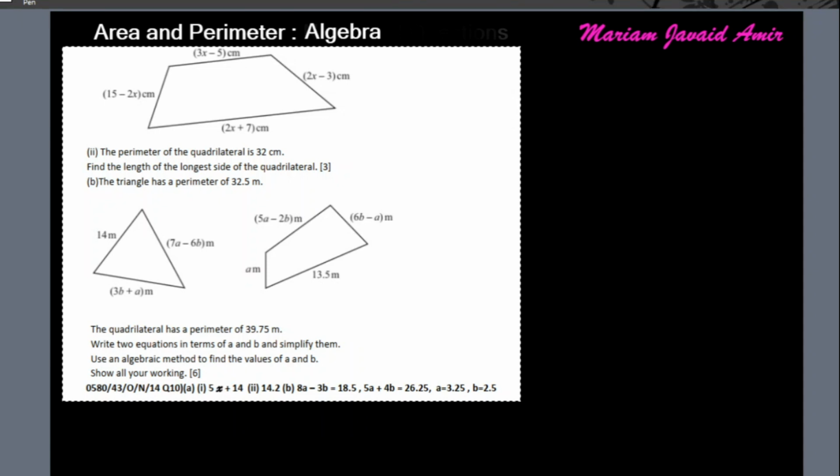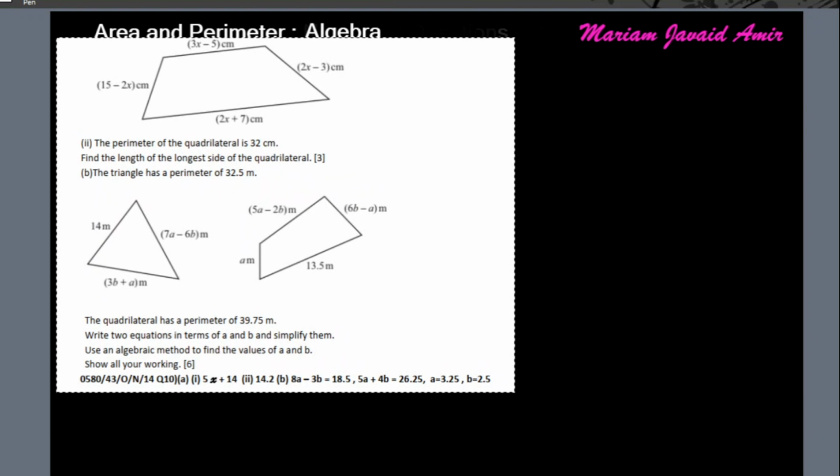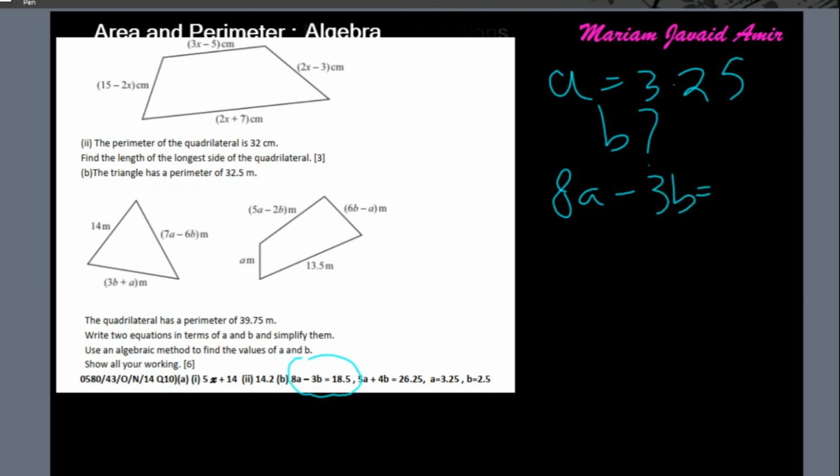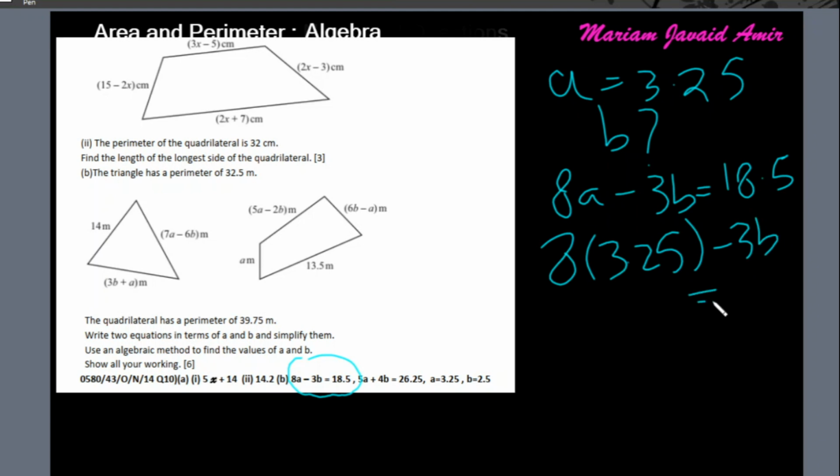Okay, I realized in the explanation of the last part somewhere the video got stuck. So I'll quickly show you what I did in the end. We had gotten a equals 3.25. Now to get the value of b, we'll substitute it in any of the equations we had above. So let's say, since I don't have those equations with me, I'll choose this equation, 8a minus 3b equals 18.5. So here simply substitute the value of a, and then when you rearrange and divide, you will get b equals 2.5 from here.